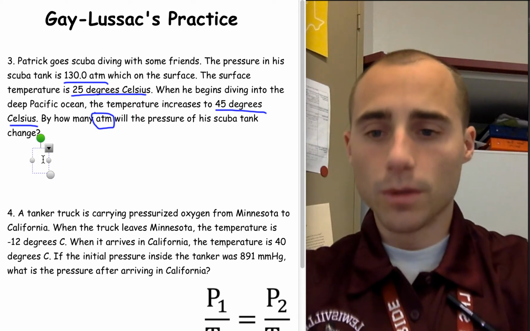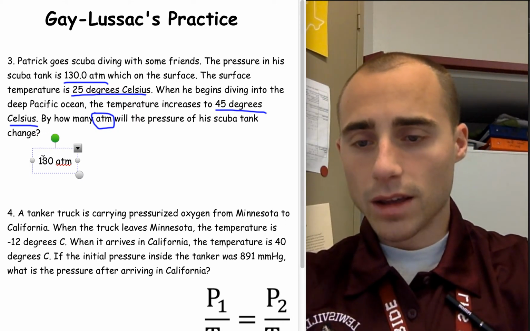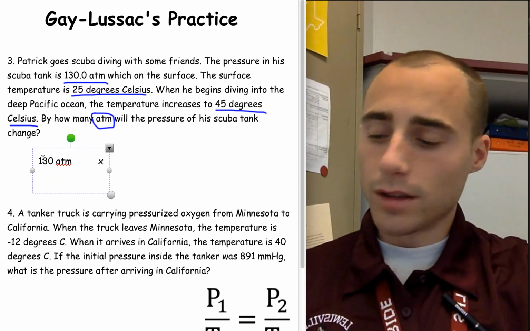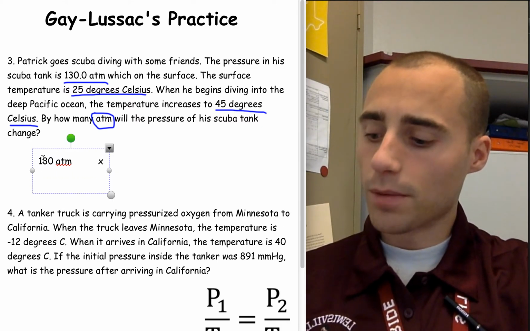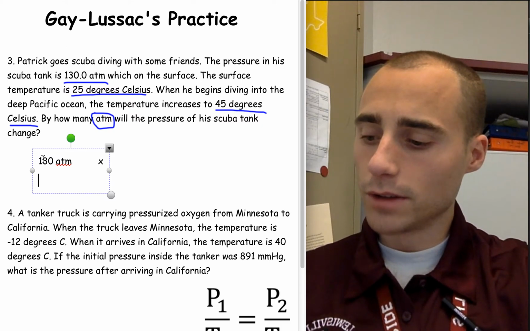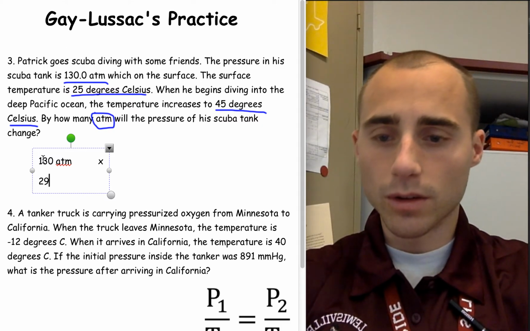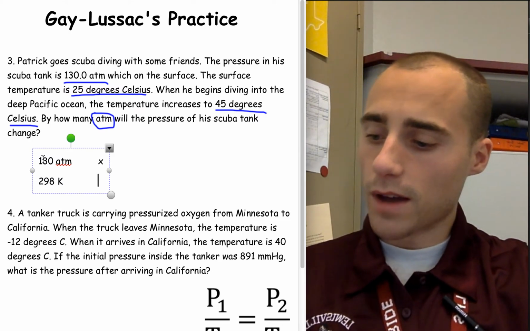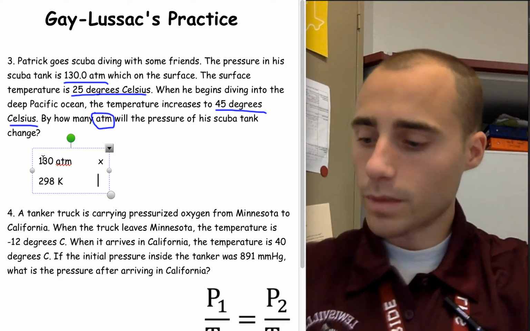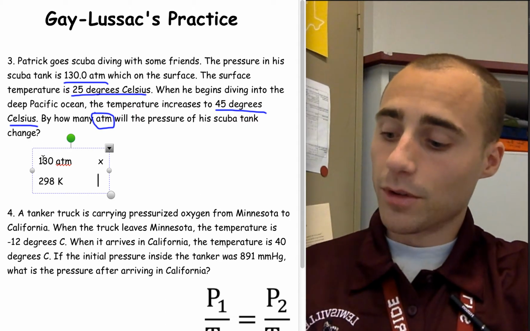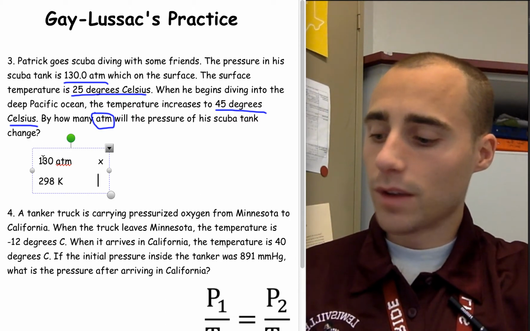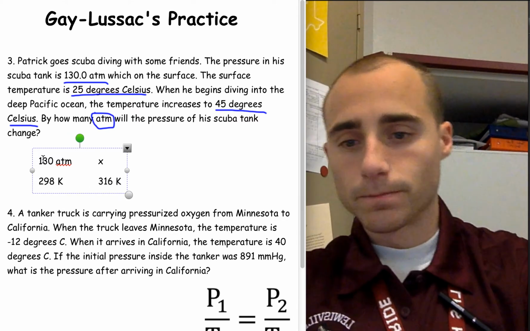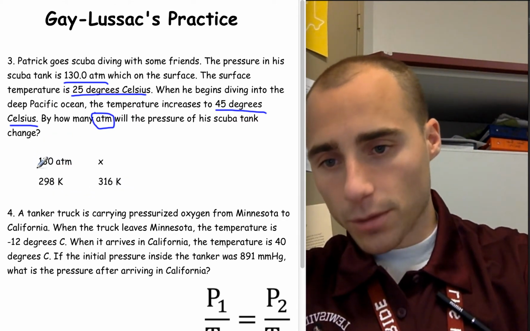So we have our P1, which is 130 ATM. We do not know our P2, that is X. Our T1 would be 25 plus 273 to get to Kelvin. Going through this one a little bit quicker, so that'd be 298 Kelvin. And then our T2 would be 45 plus 273. Oh, I did times 273. That's not right. Plus 273, 316 Kelvin. There we go. And then we just cross multiply and solve.